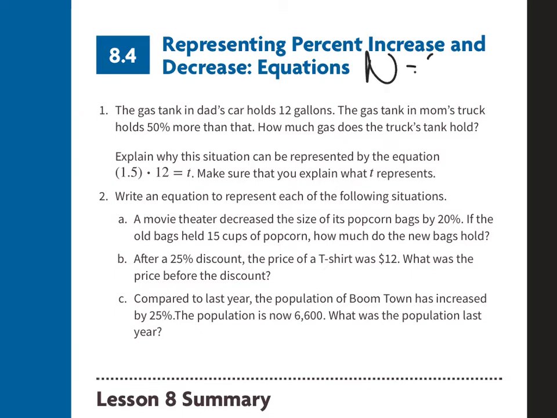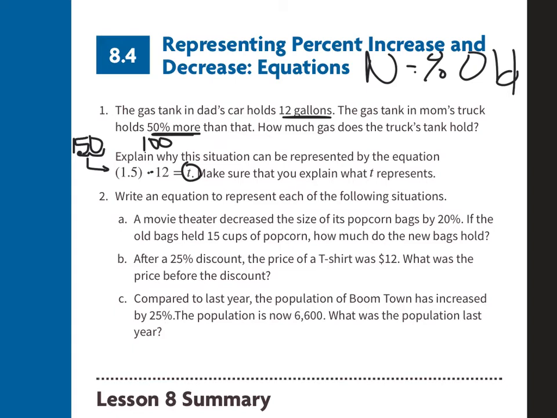New equals your percentage times your old, or my original. So my original is 12 gallons, my percentage is 50% more, and I need to figure out the new. Well, we always start with 100%, right? So 100 plus 50 is 150%. When we talk about equations, we have to move the decimal over twice. So it's 1.5 times 12, because that's my percentage, and that equals my new amount, t, and I don't know what that is.